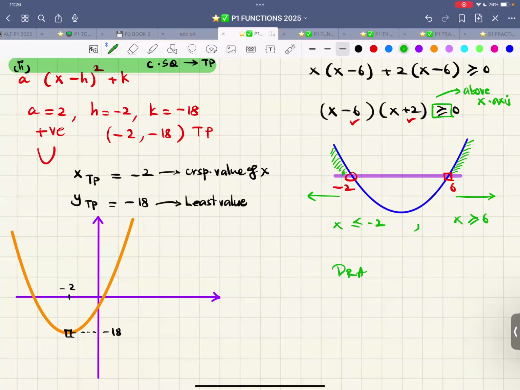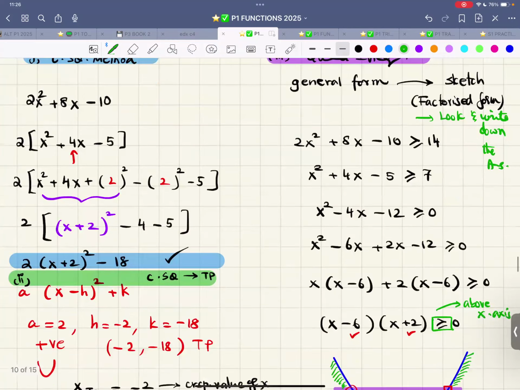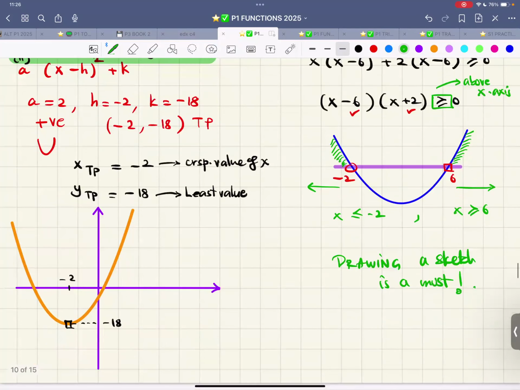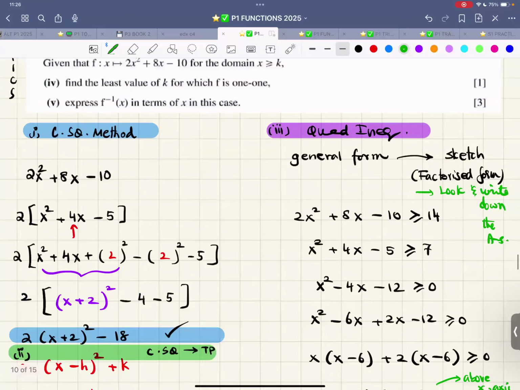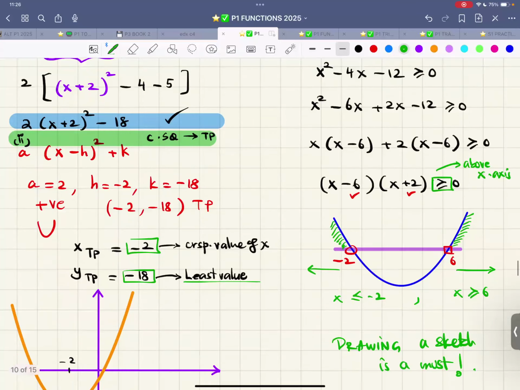Drawing a sketch is a must. So this is all about the previous quadratic that we have studied. So just have a good look. The first part, completing the square. The second part, based upon the completing square, we get the turning point. The least value is -18. The corresponding value of x is -2. And the third part is quadratic inequality. So now have a good look at it.